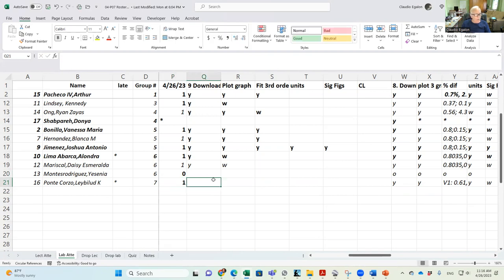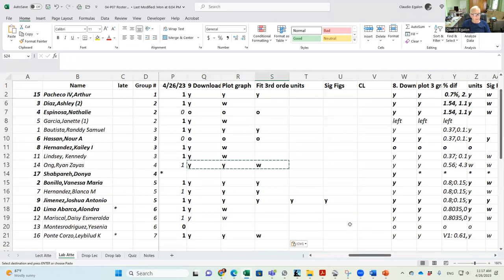Yes, I downloaded the spreadsheet and I plotted the graph and I'm working on sig figs. So let's see, you downloaded the spreadsheet, right? You plotted the graph, yes. But what about the fit to the third order equation? Oh no, I'm working on that one. Do you know how to do that? I'm working on that right now. Okay, and you know how to do that, right? Yes. Okay, good. Thank you.